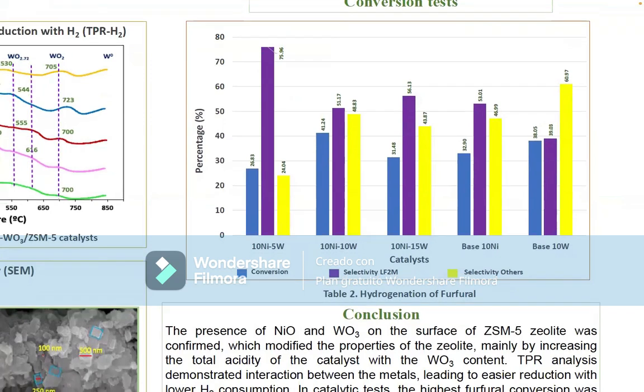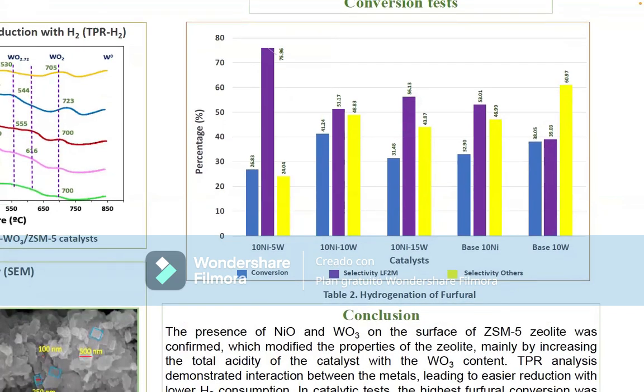The acidity provided by WO3 and the interaction between metals favor the selectivity towards FMP, and this is corroborated by the catalyst with the highest WO3 loading, 10NiO-15WO3/ZSM5, which showed good selectivity, 56.13%, but a relatively low conversion, 31.48%.